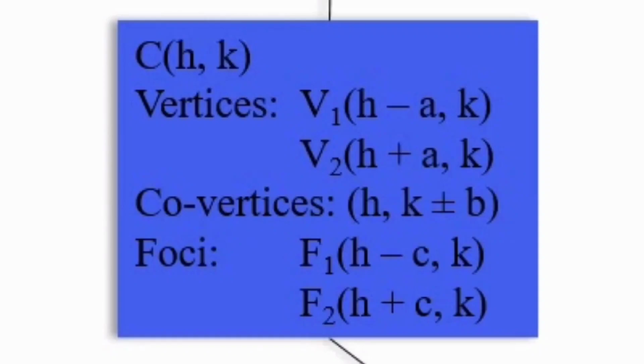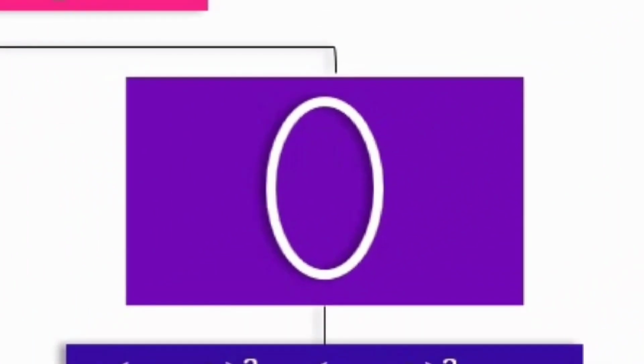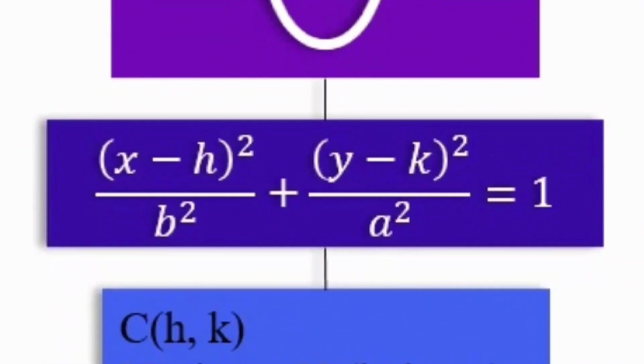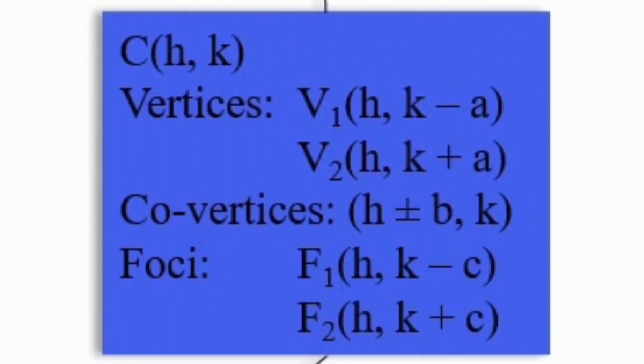So for the foci naman, for f sub 1, we have h minus c, k. And for the f sub 2, we have h plus c, k. However, if the principal axis of an ellipse is vertical, meaning to say the standard equation is x minus h squared over b squared plus y minus k squared all over a squared is equal to 1. So the other properties are given, same pa rin yung center, that is h and k.